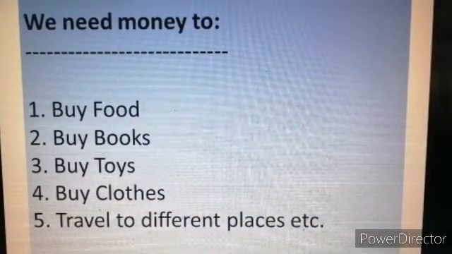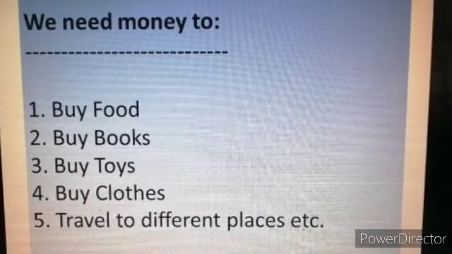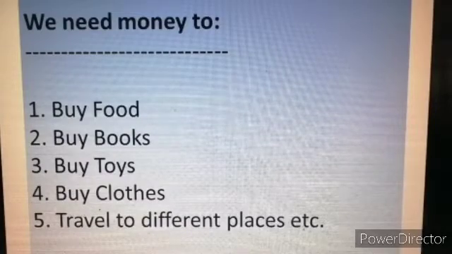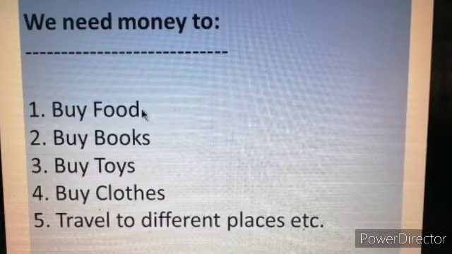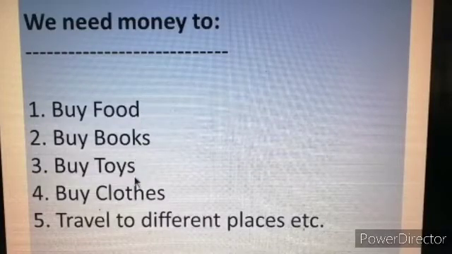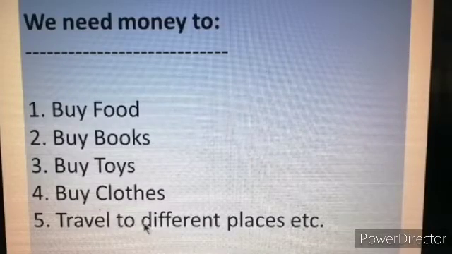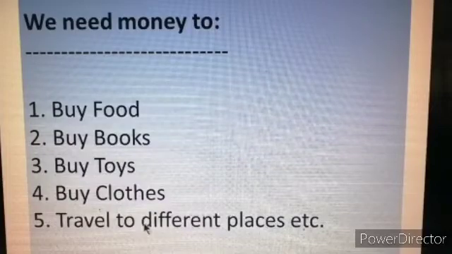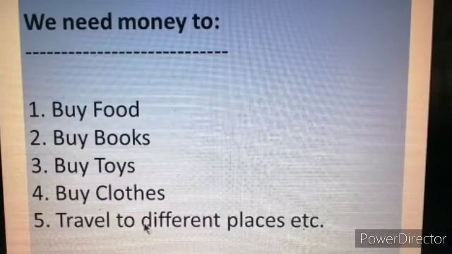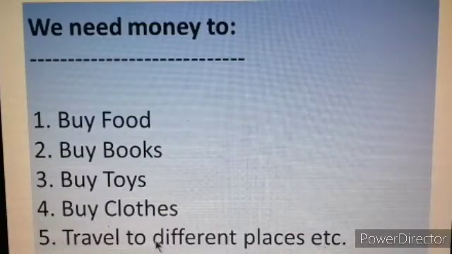So, what do we use money for? Why do we need money? We need money to buy various things which are very important for us. Like we need money to buy food, books, toys, clothes. We need it to travel to different places. We need it to give it to different people. And so money is very essential for all of us. We need money in everyday life. All of us need money, especially the elders. They need money for doing different things and buying different things.